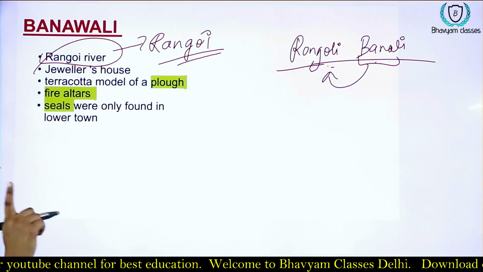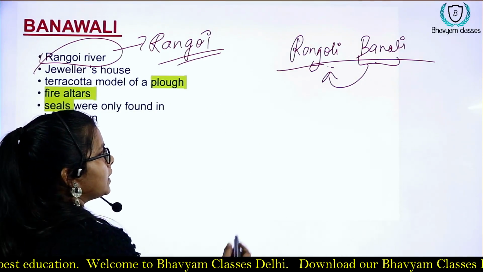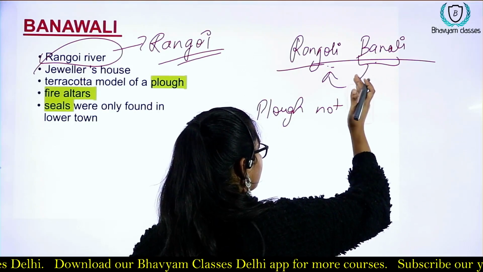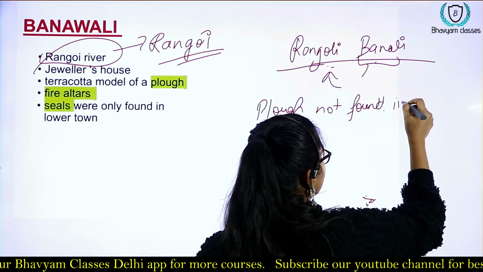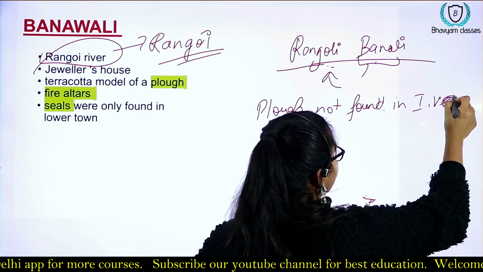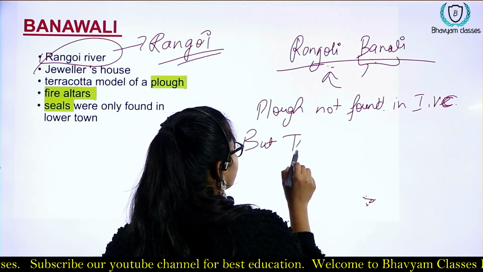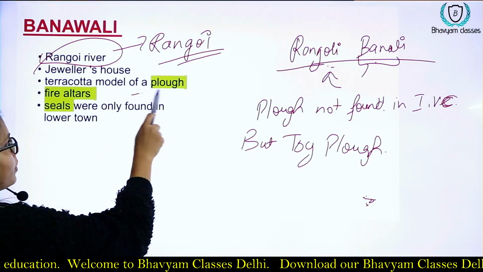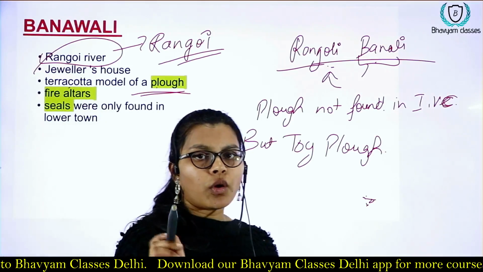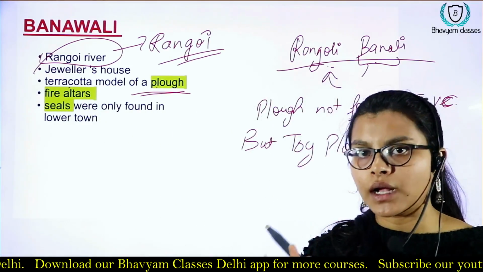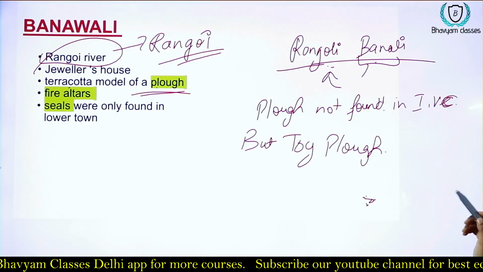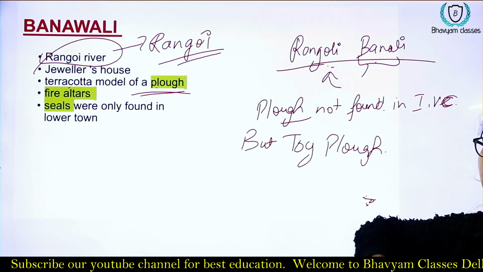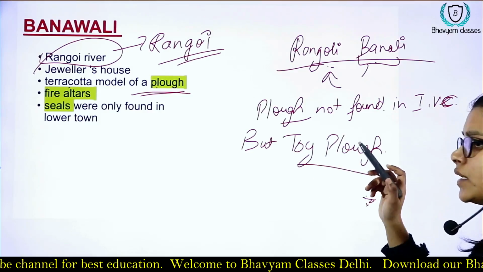Fine. Then see, we have not found any plow in the Indus Valley civilization. We have not found a plow, fine, but we have found a toy plow. What does it mean? Suppose we do not find the plow, but we have found the terracotta model of a plow, the toy plow, and we have found the terracotta models of toy carts also. What does this mean? This means that people used the plow for their agriculture, and they used the carts for trading.